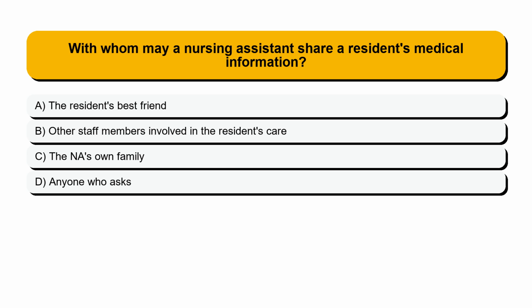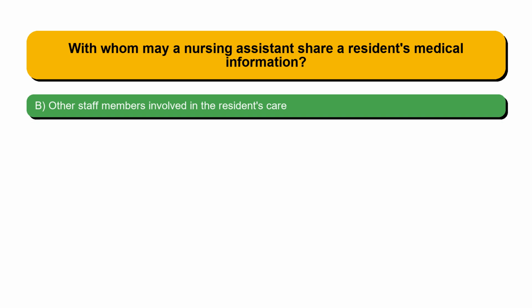Question 12. With whom may a nursing assistant share a resident's medical information? Option A. The resident's best friend. Option B. Other staff members involved in the resident's care. Option C. The NA's own family. Option D. Anyone who asks. The correct answer is option B. Other staff members involved in the resident's care.